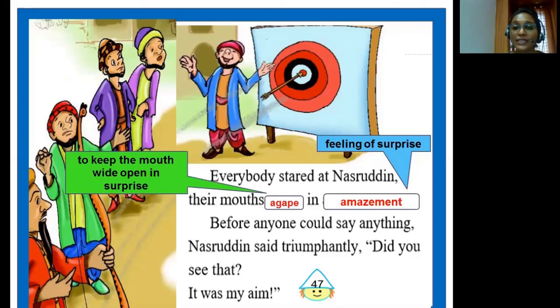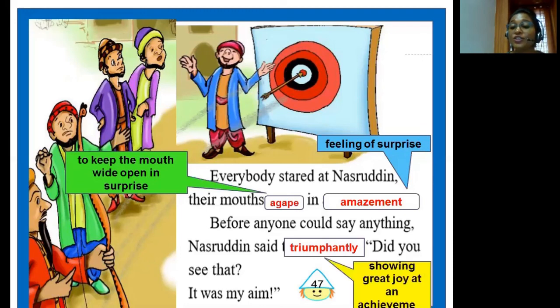The new word given in this paragraph is triumphantly. Here, the word means showing great joy at an achievement. So this is the reading of the lesson, children.